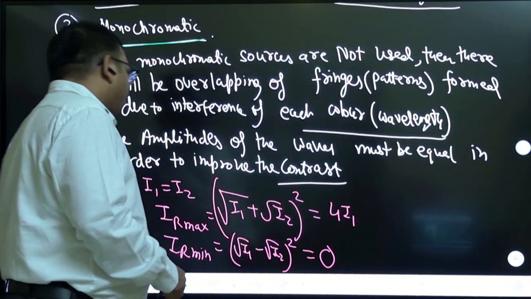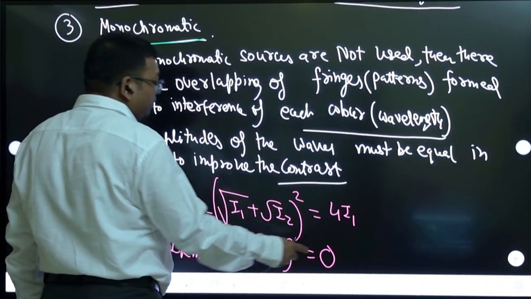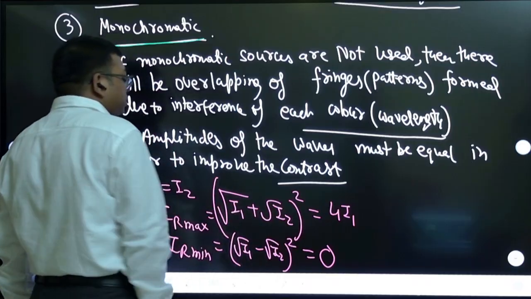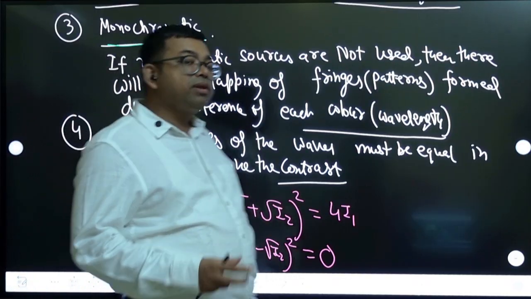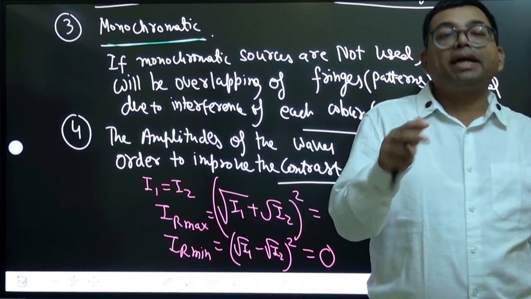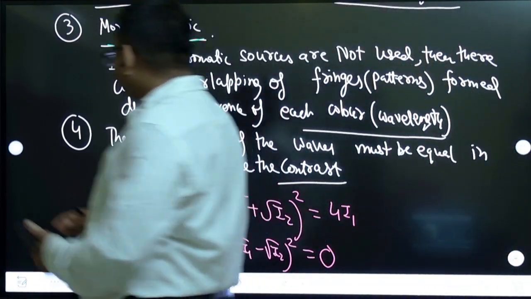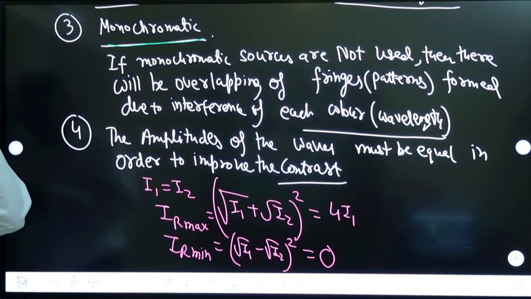Okay. But suppose the amplitudes are not equal, then they will not cancel. Not cancel means even the minima will have some intensity, a little bit of brightness. Then the contrast will not be there. That is the idea. Okay. So for contrast, we should use equal amplitudes.